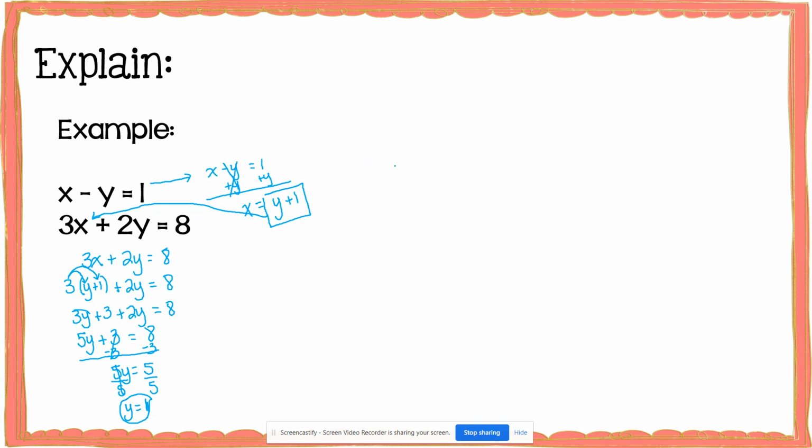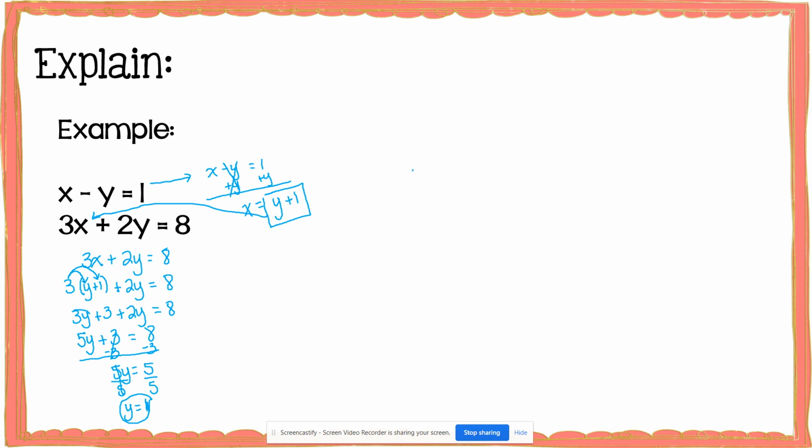Since we know that y is 1, we can take that and plug it into either equation. And that's important. I typically choose the first equation, but it doesn't matter. You should still get the right answer no matter which equation you put this in.